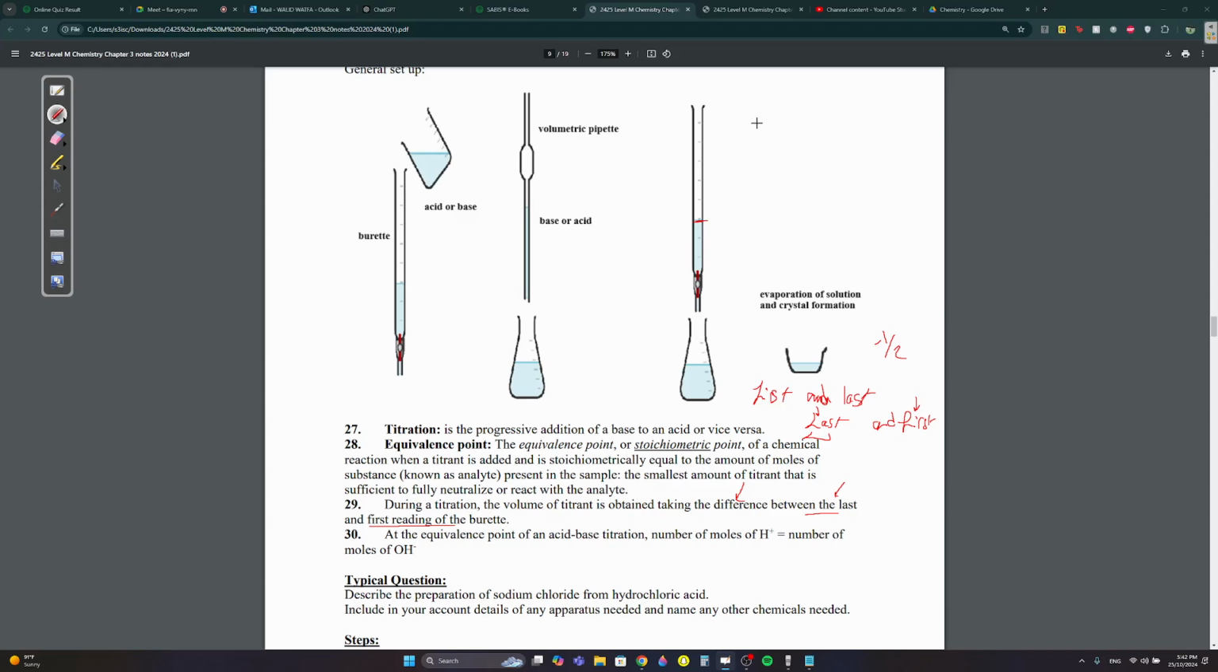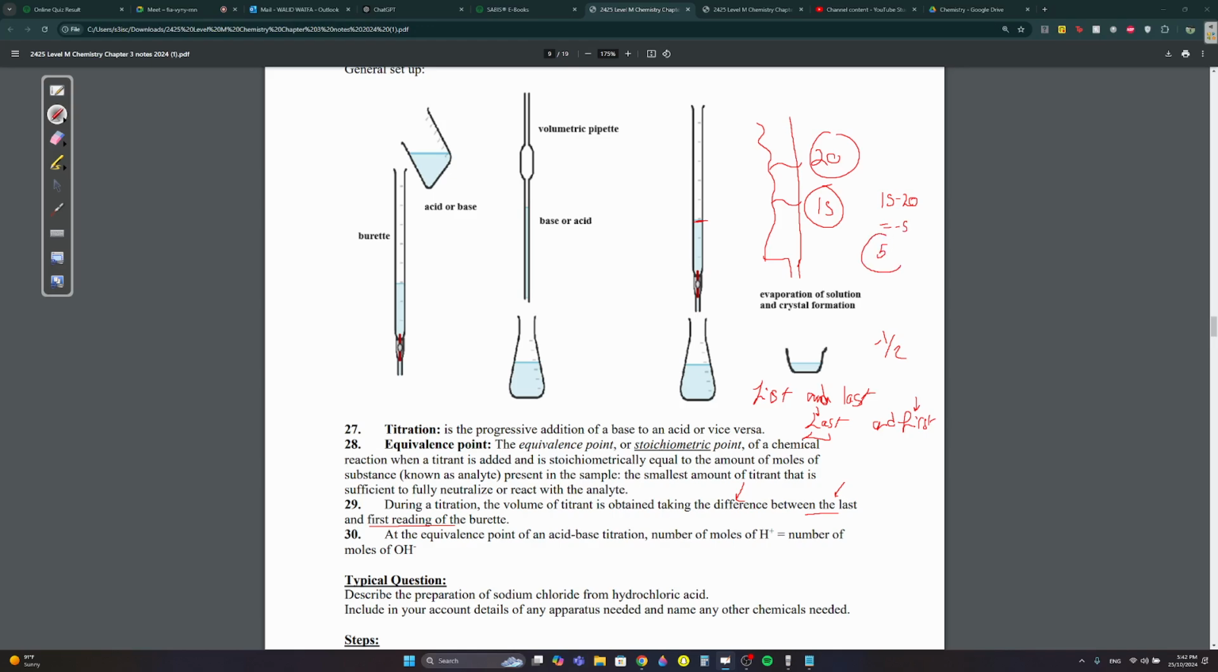Let's say this is my burette. It was here at 20 and then it went down to 15. I ask myself what was the difference between the last and first reading. The last reading was 15, the first reading was 20. So what do you do? 15 minus 20 is minus 5.